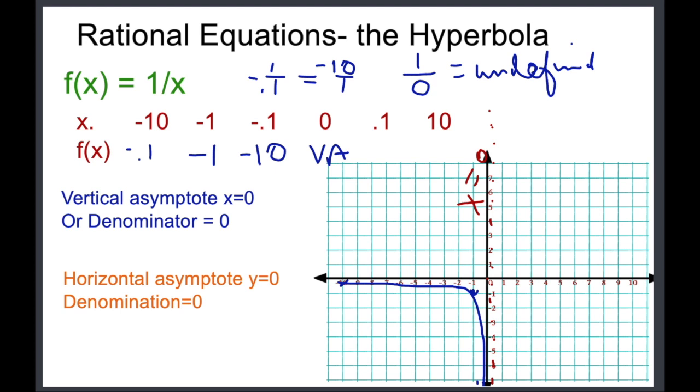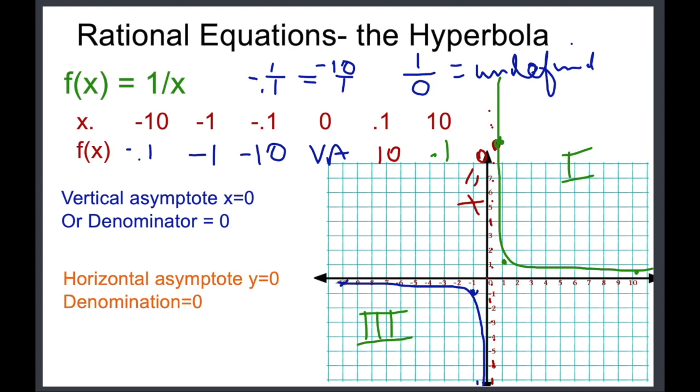Then we go to the right of the y-axis and plug in 0.1, and again we get 10, which means that's up here. That would be over here. And then we plug in 10, and we get 1 over 10, which is 0.1. So that would be out here. And if we plugged in a 1, we would get a point right there. So that's the hyperbola. This is actually a first and third quadrant hyperbola.